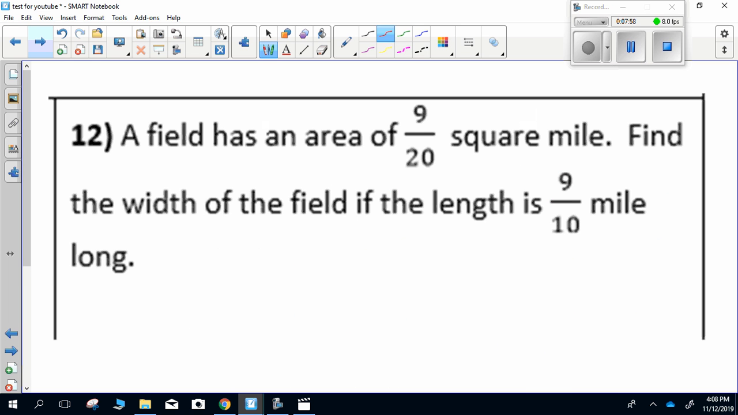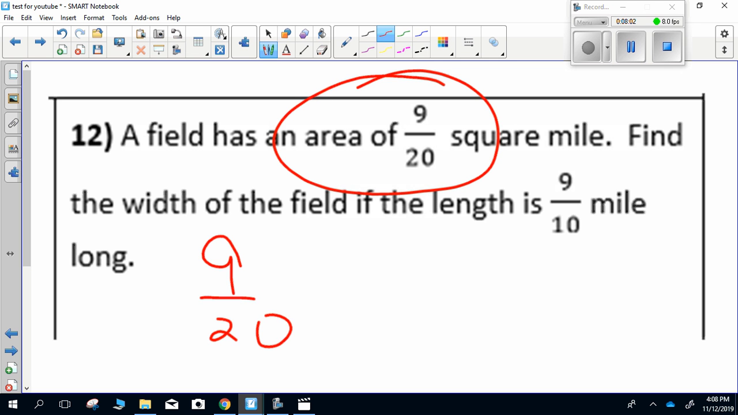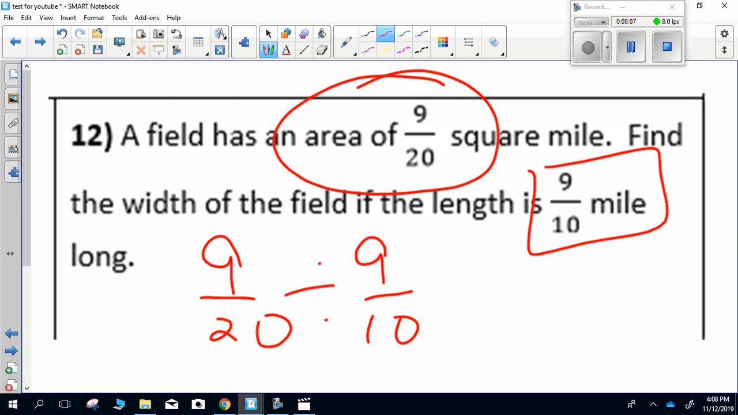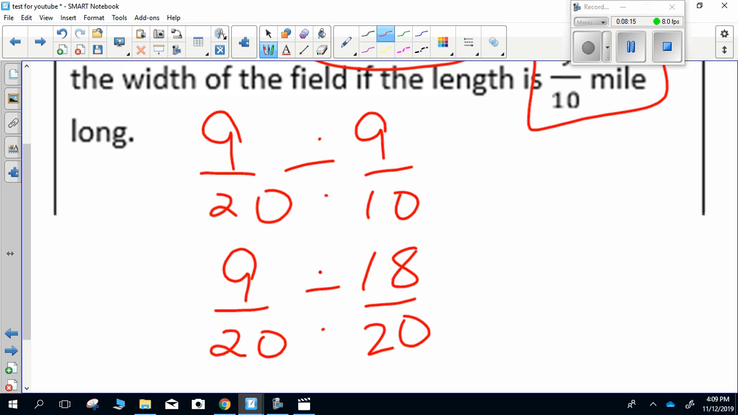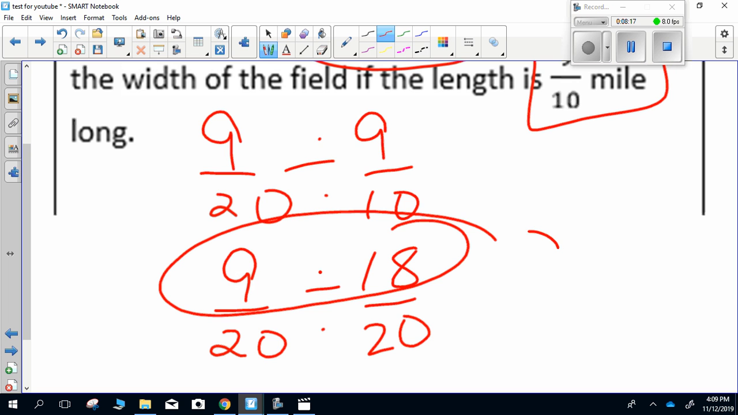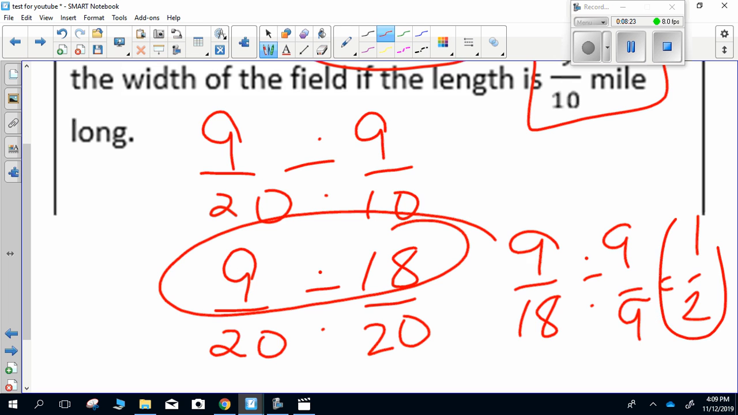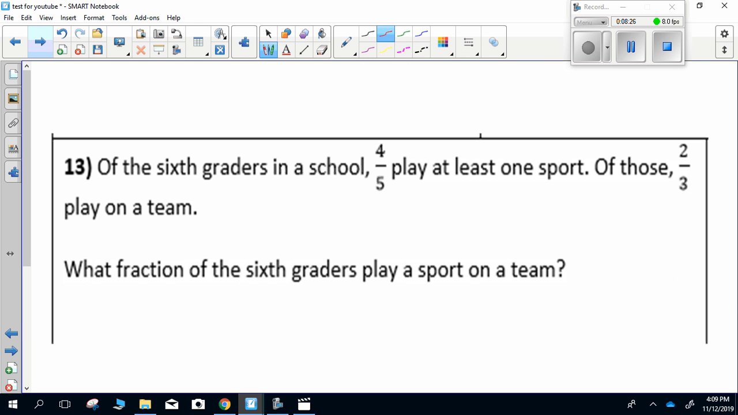Next one, I've given you the total and a part. Common denominator will be 20 rather. So it's going to be 9/20 divided by 18/20. So my answer is 9/18. I can divide each of those by 9, which gives me 1/2. So the missing length was a half.